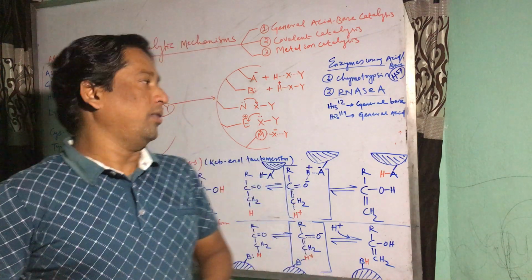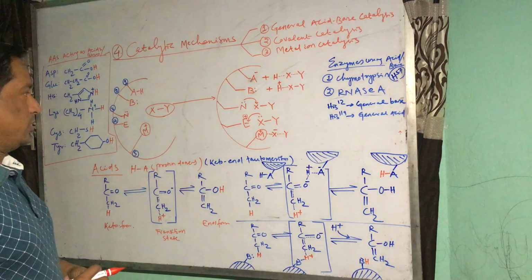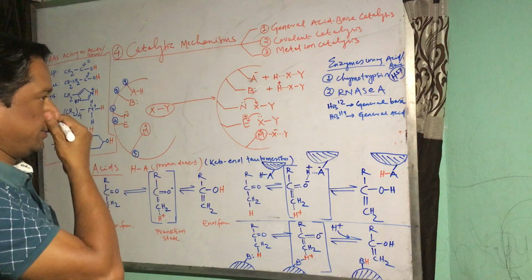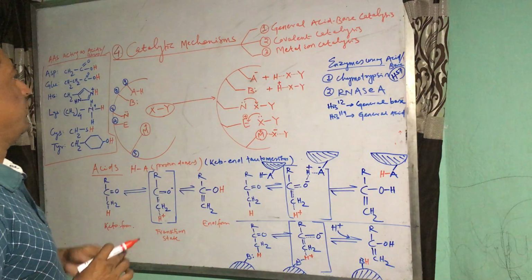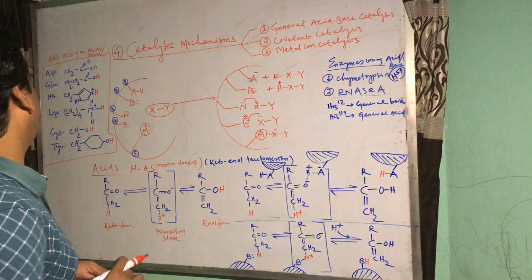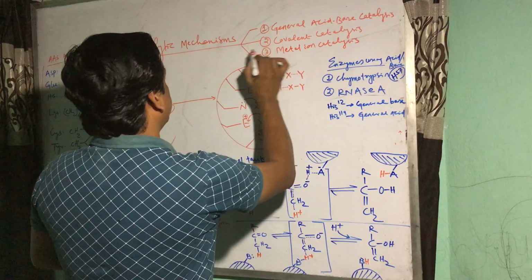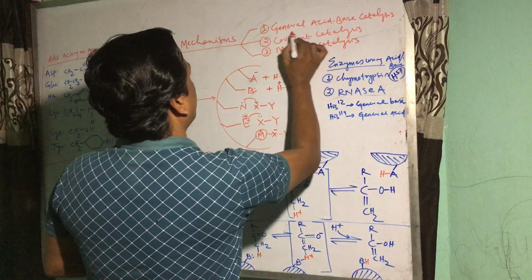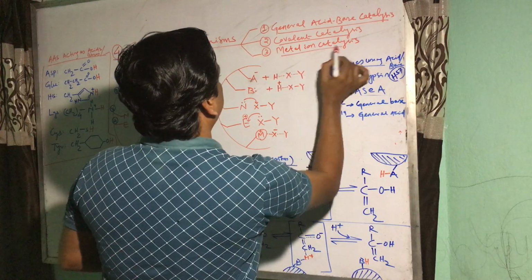Hi everyone, welcome to the class 4 series of enzymology, and in this series we will be studying about the catalytic mechanisms. So before going into detail about different catalytic mechanisms employed by the enzyme, we will be studying what the different types of mechanism are. The general catalytic mechanisms employed by enzymes involve general acid-base catalysis, covalent catalysis, and metal ion catalysis.